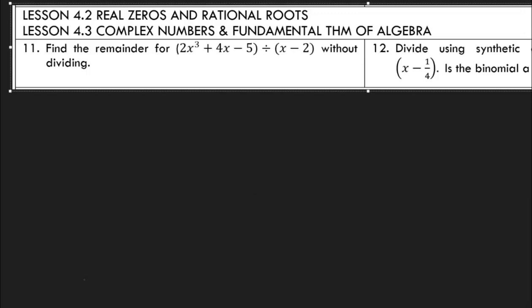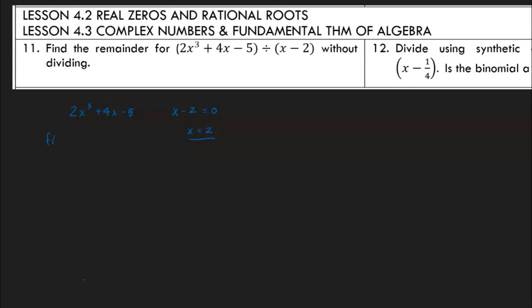So what do I mean by that? When we take 2x to the third plus 4x minus 5, and we divide it by x minus 2, when we do synthetic division, remember we have to set this equal to 0, so we actually do synthetic division with 2. That tells us that when I input the 2 into the function, or substitute it for x, then the output is going to be the remainder.